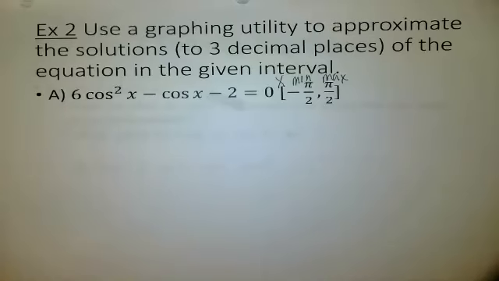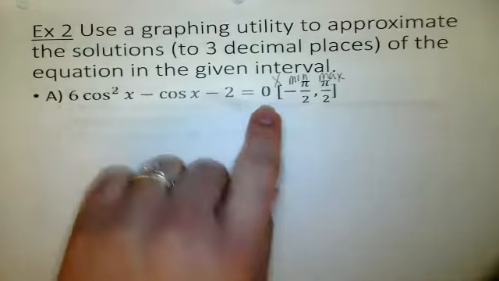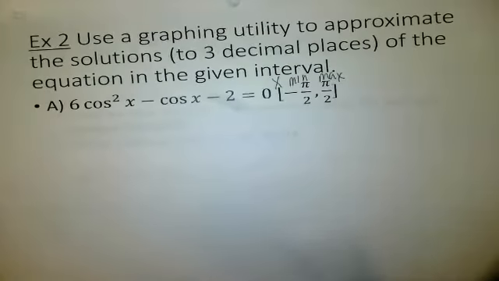We have 6 cosine squared of x minus cosine of x minus 2 equals 0. This is a great strategy for solving any equation. Left side in y1, right side in y2, calculate the intersection. It works all the time. And these are even better when they're set equal to 0 because that's just easier sometimes. You can always move stuff from the right side to the left side or vice versa if you wanted to, and set it equal to 0 as well.